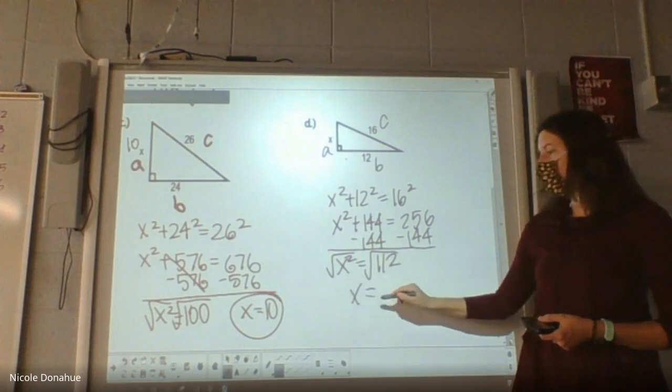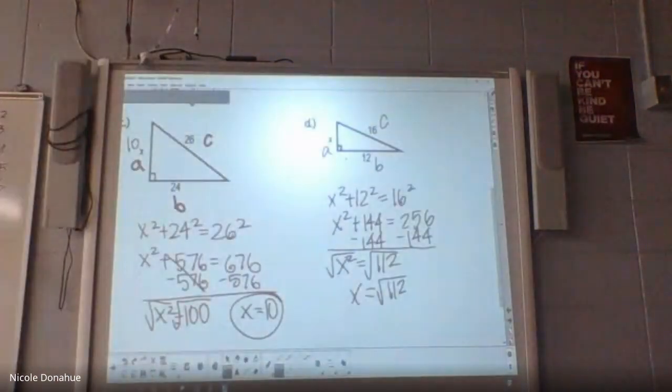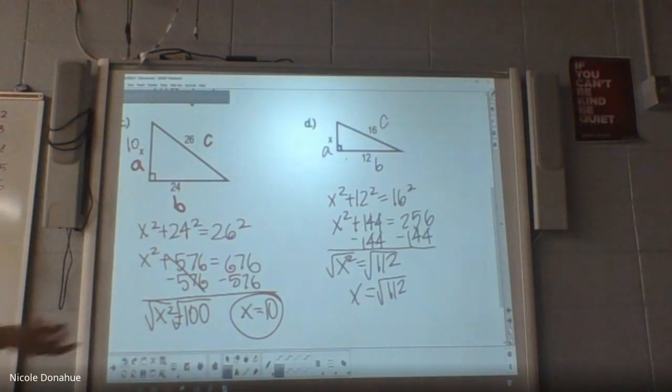Again, our answer is about 10. Now this one, does that simplify? It might simplify a little bit, right? Is it? No? Yeah, so this one is when we want to simplify.